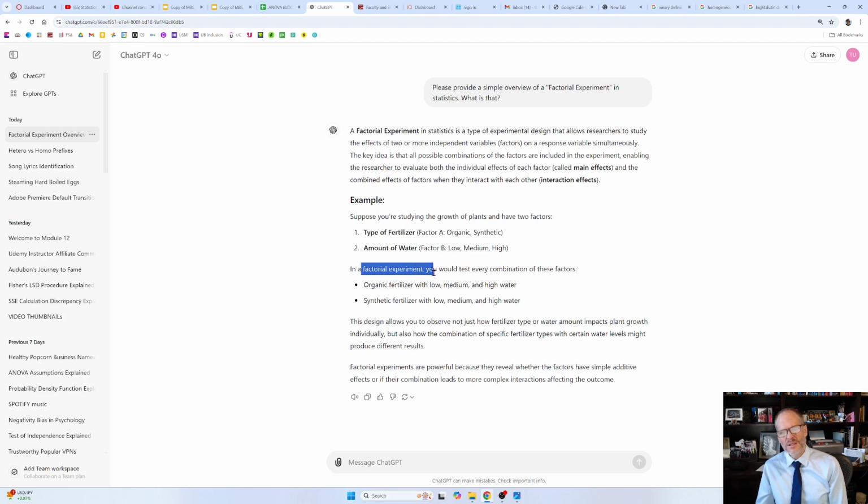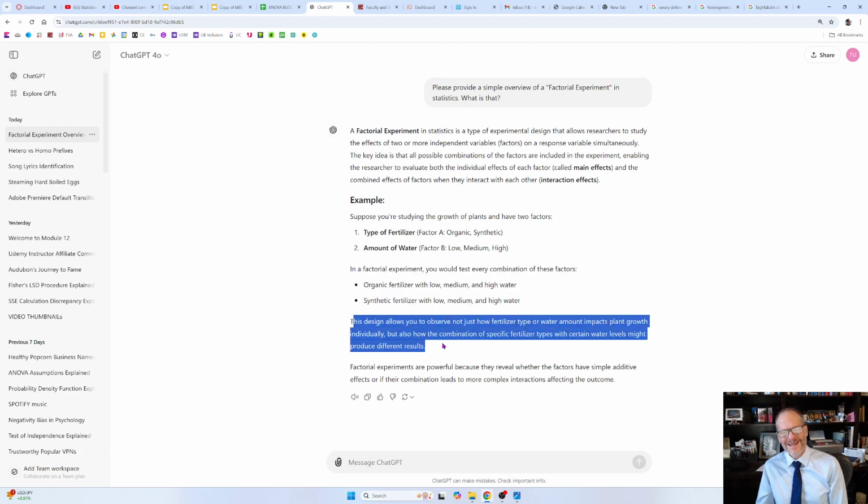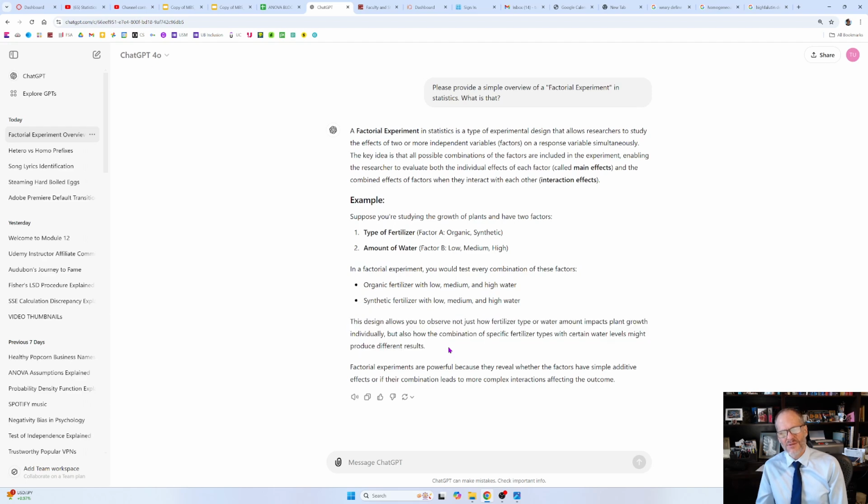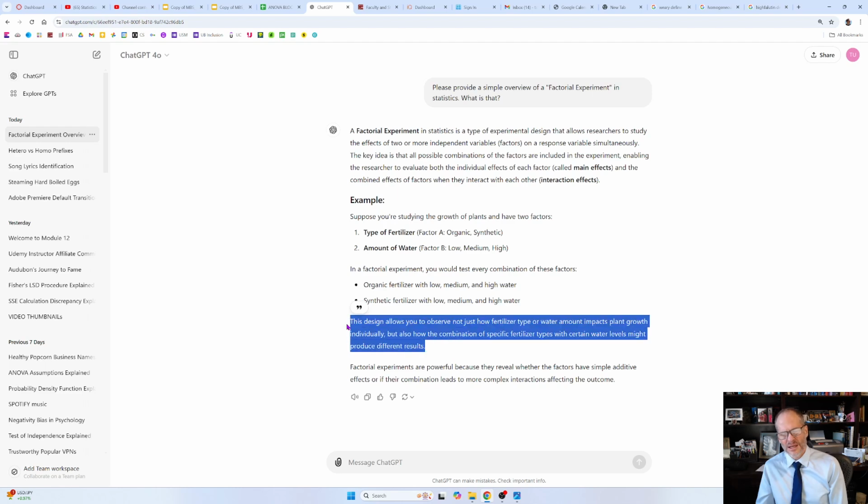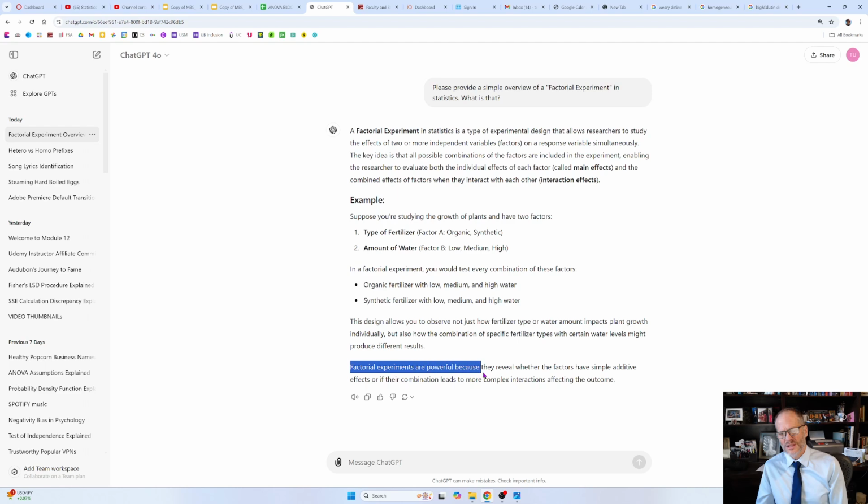So in a factorial experiment, you would test every combination of these two factors. This design allows you to observe not just how fertilizer type or water amount impacts plant growth individually, but also how the combination of specific fertilizer types at certain water levels might produce different results. Factorial experiments are powerful because they reveal whether the factors have simple additive effects or if their combination leads to more complex interactions affecting the outcome.